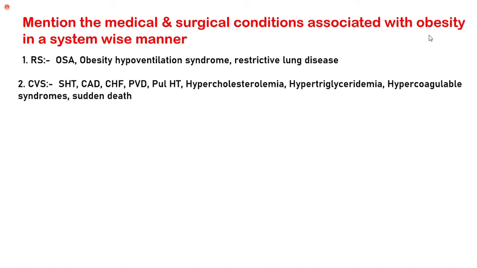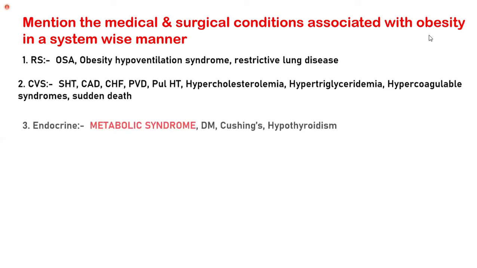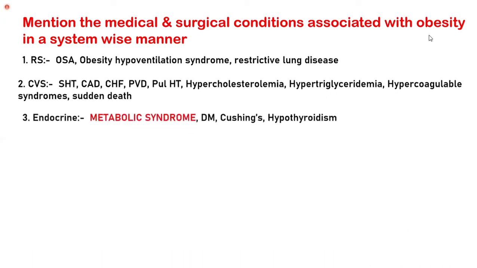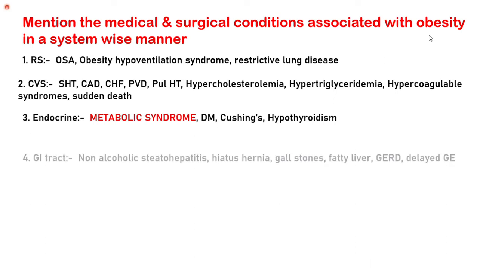In the cardiovascular system, they can have systemic hypertension, coronary artery disease, congestive heart failure, peripheral vascular disease, pulmonary hypertension, hypercholesterolemia, hypertriglyceridemia, and the metabolic syndrome with sudden death. Coming to endocrine, that can be metabolic syndrome, diabetes mellitus, sometimes they may have Cushing's or hypothyroidism.